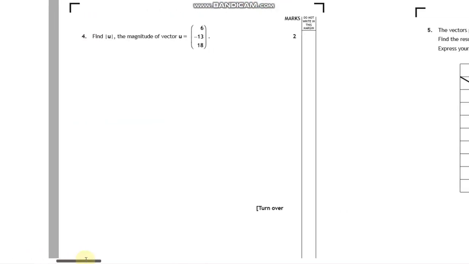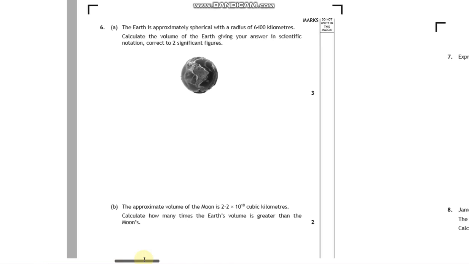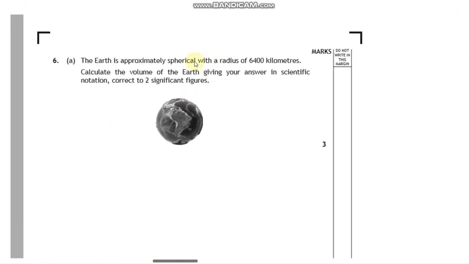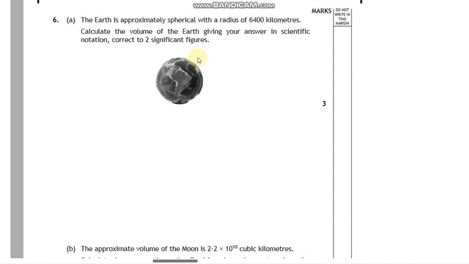Nice. This has been taken out. This has been taken out, so we'll go straight to question 6. People don't like these questions, and they're not my favourite actually, to be honest. But if you just take your time, they make lots of sense, okay? So the Earth is spherical, approximately, and the radius is that.